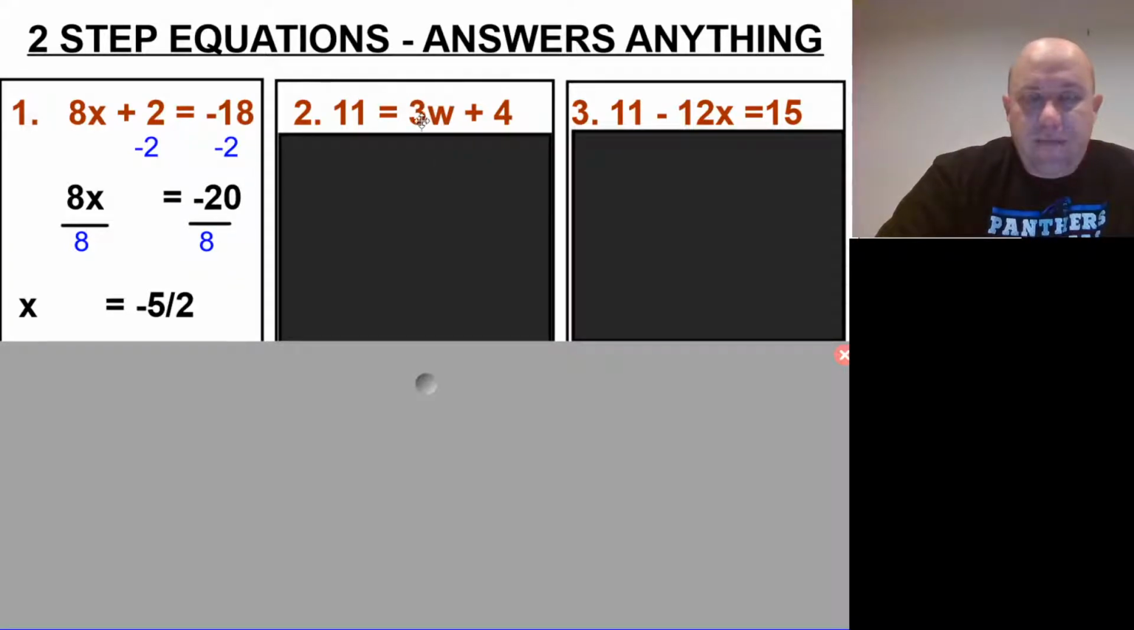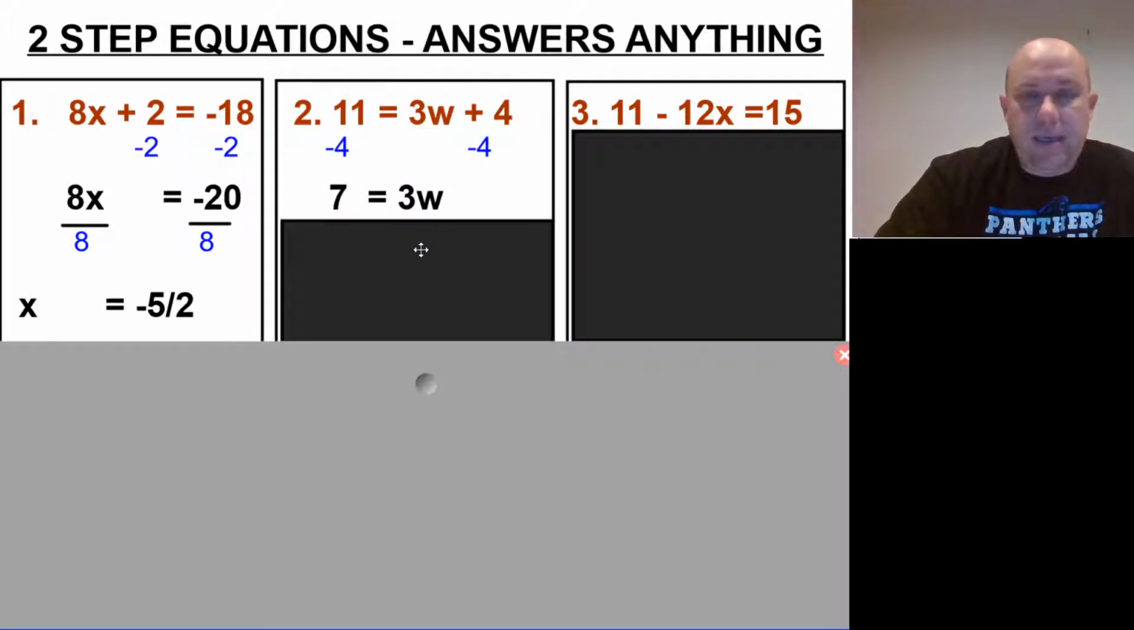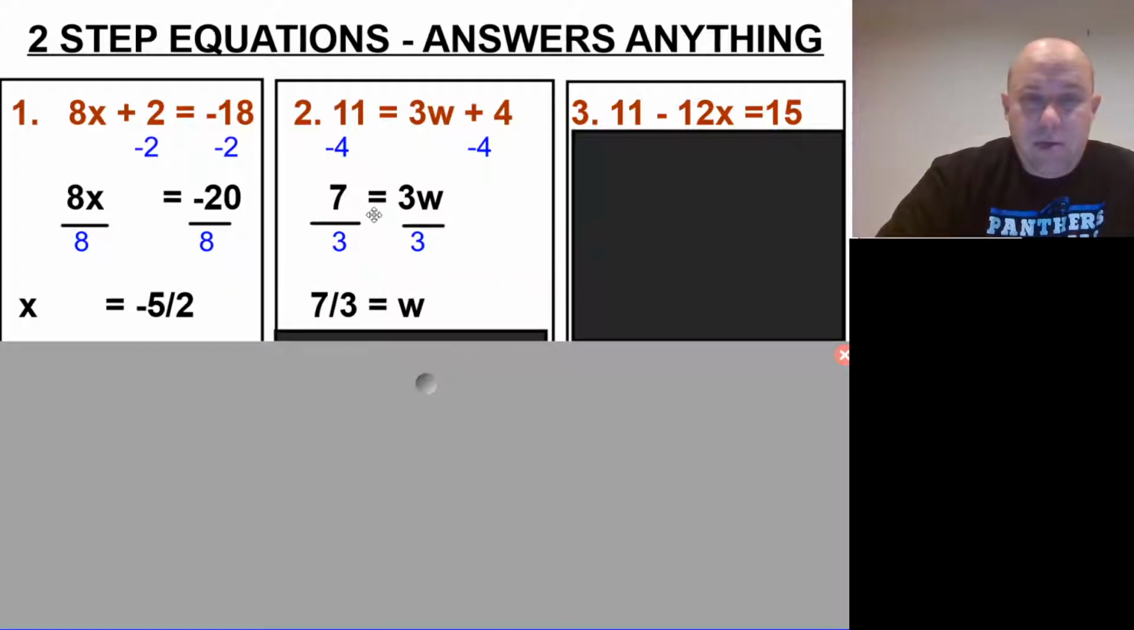Question 2, I've got my variables on this side, so I'm going to move my numbers across to the left. So instead of adding 4, subtract 4. I get 7. 3w means 3 times w, so divide both sides by 3. And for this one, that's actually it. You can't simplify 7 divided by 3. There is no common factor here, so that's your answer.